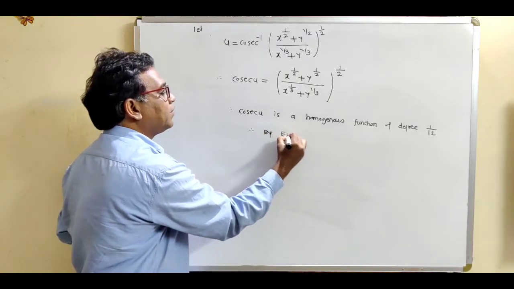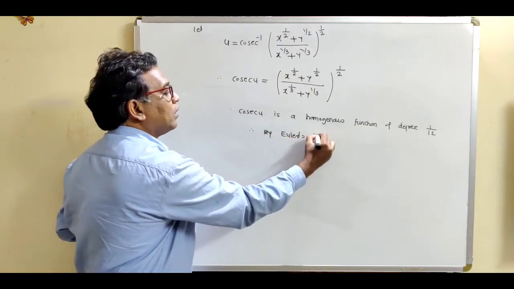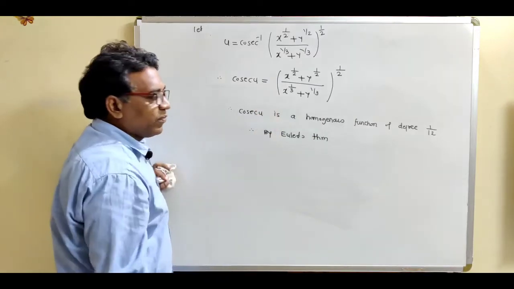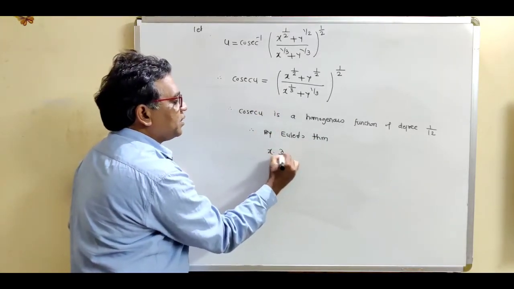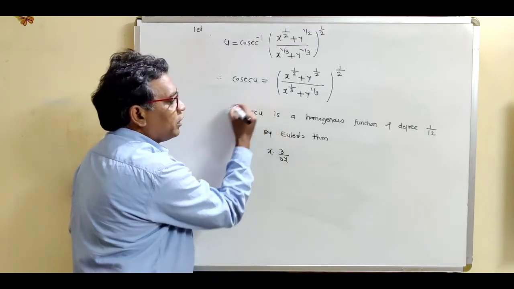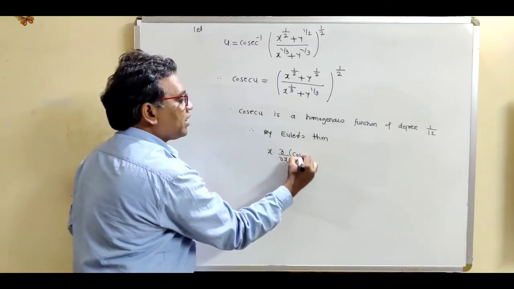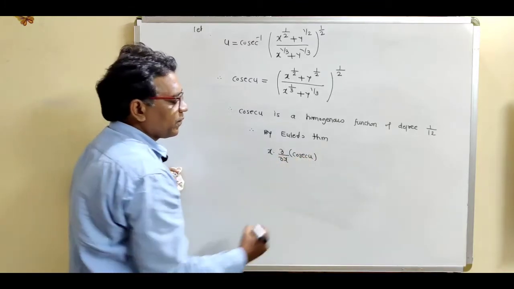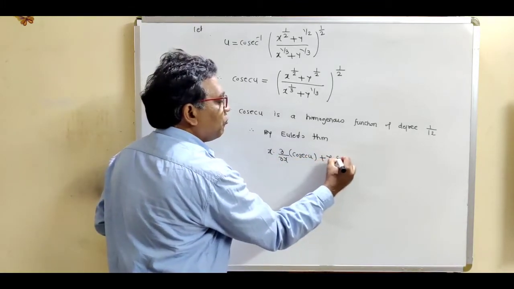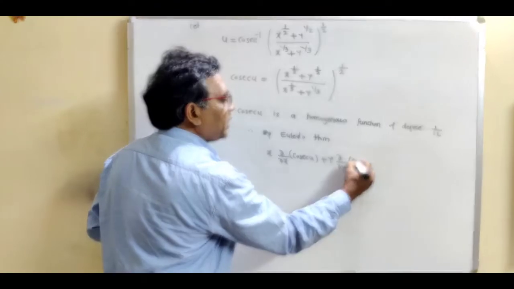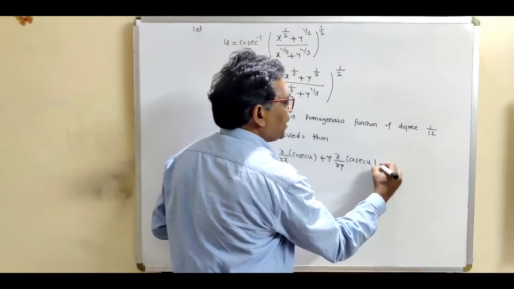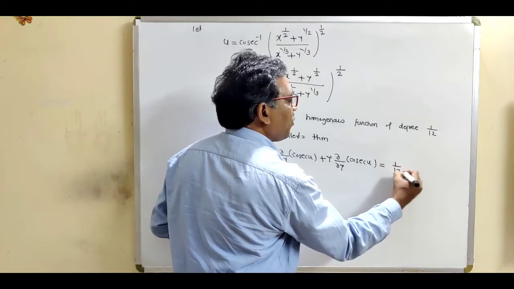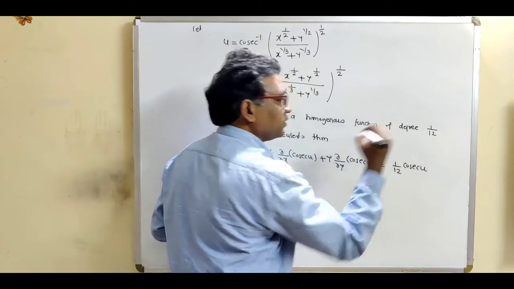Therefore by Euler's theorem, what is the statement? x into del of del x of function u, our required function is cosec u, plus y into del of del y of function u, means cosec u, is equal to nu. n means degree 1 upon 12 and u means the given function, that is cosec u.